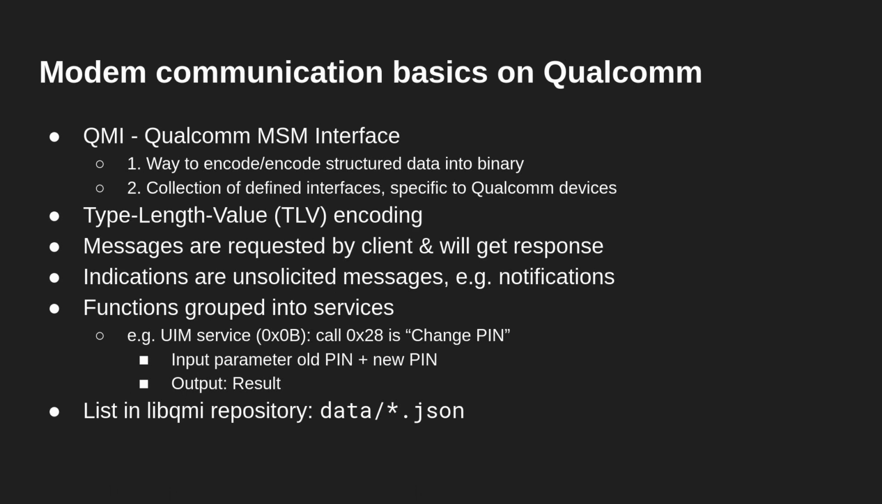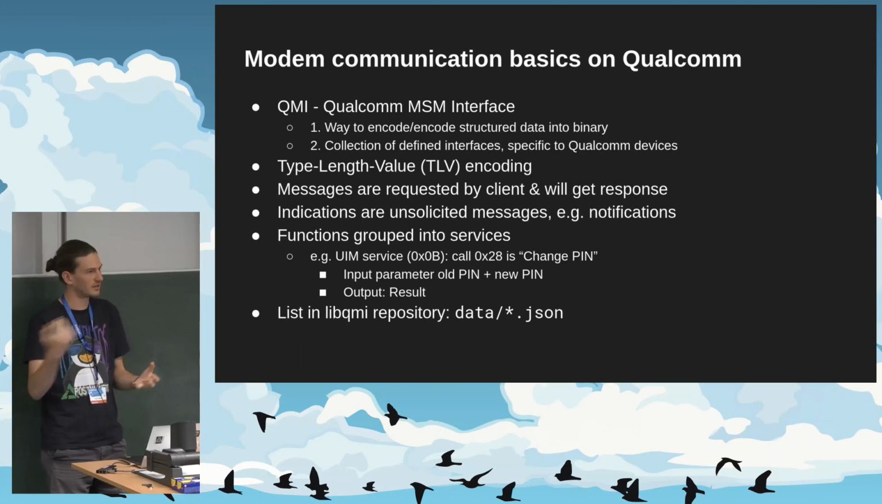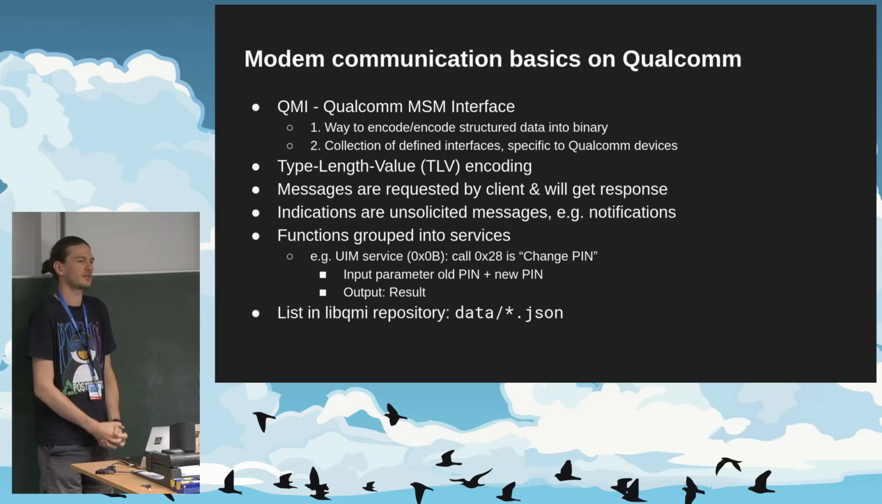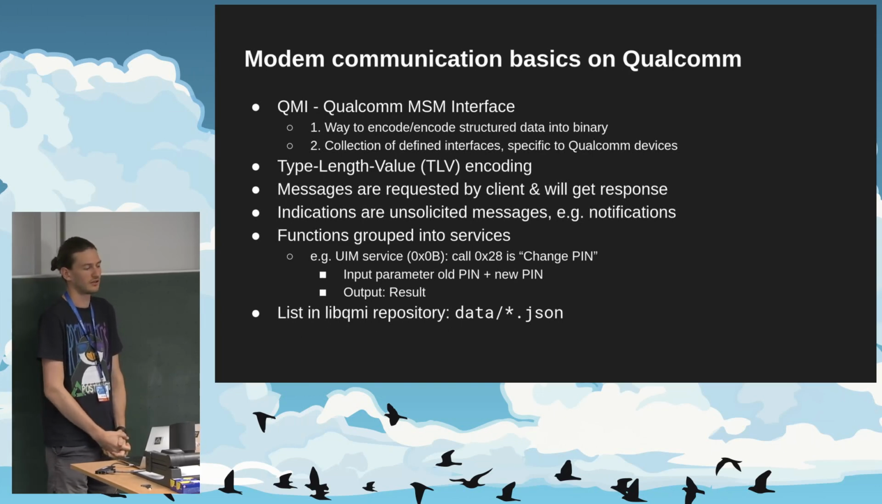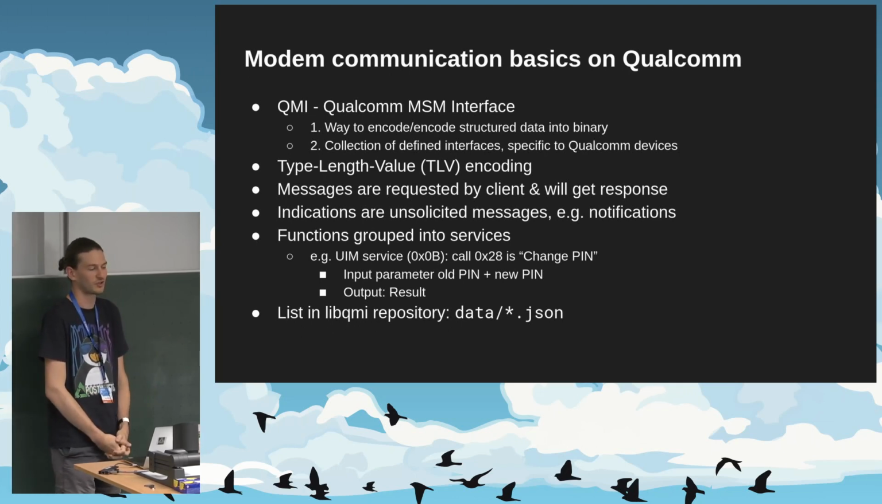All of these messages in QMI are requested by the client, and then you get a response back from the server. It only works one way in this sense, but there are also indications, which are basically used for notification. So if there's something important that the modem wants to tell you, it can send an indication for a specific interface, and then you can handle this. For example, if the modem says the network strength has changed, then Android can know that the network strength has changed.